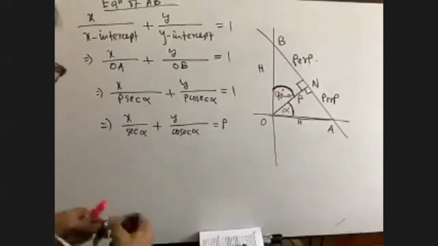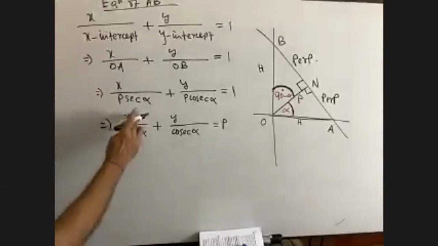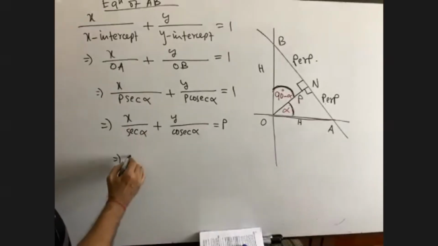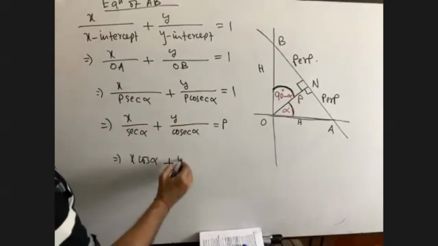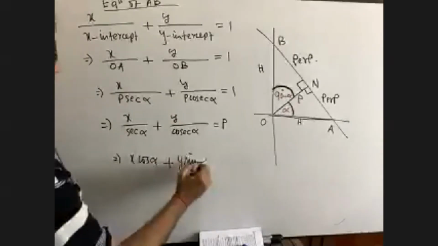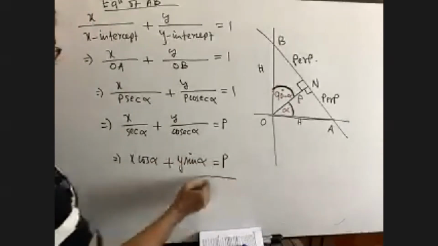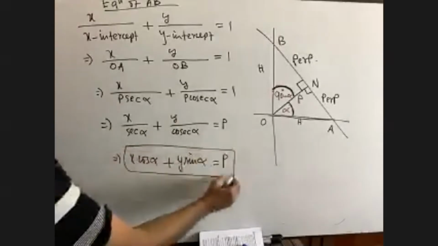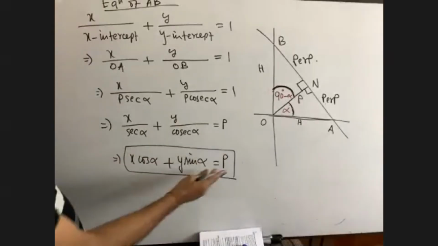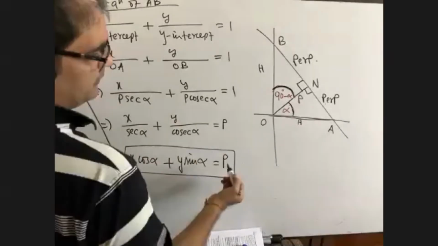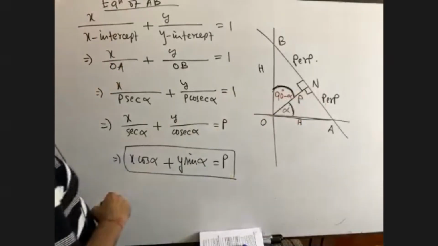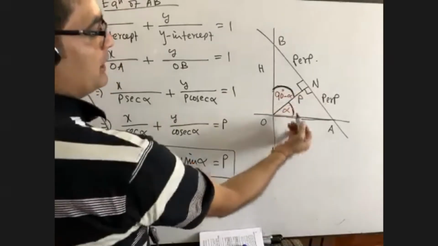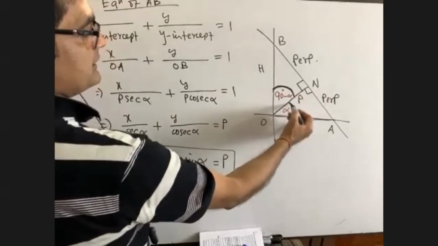Okay, as angle is 90 degrees, sin alpha is equal to ON by OB, which is P by OB. That means OB is equal to P by sin alpha. So we can write down the important part: OB is equal to P cosec alpha, and OA is P sec alpha.